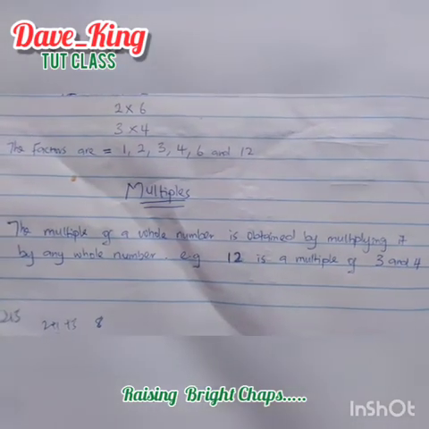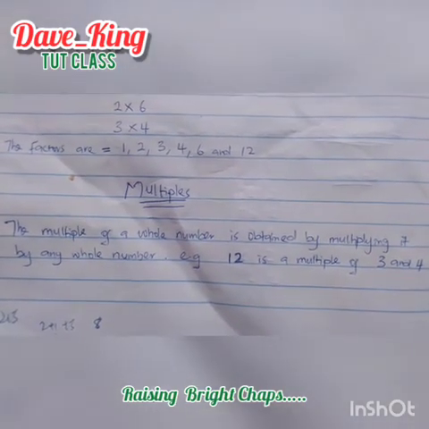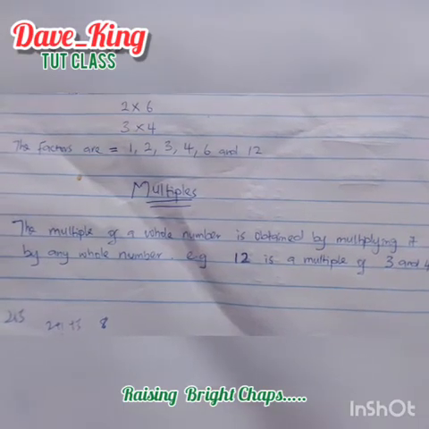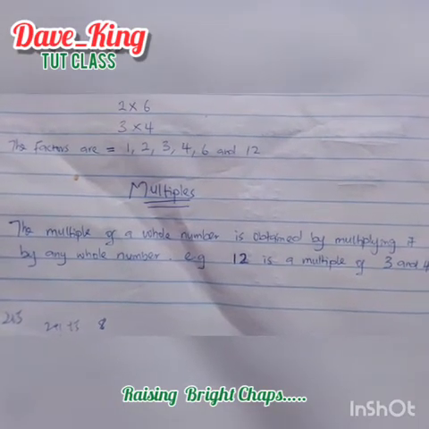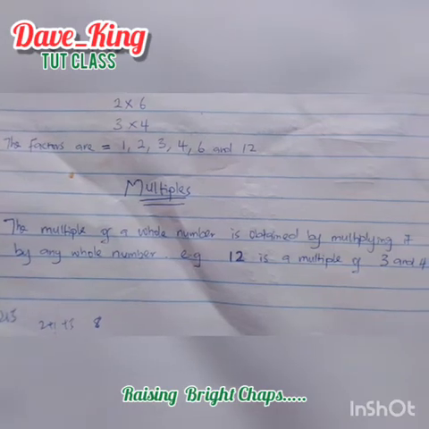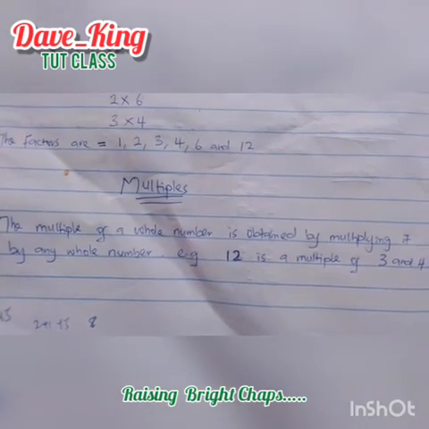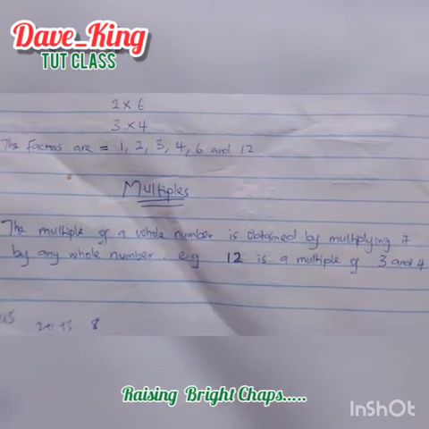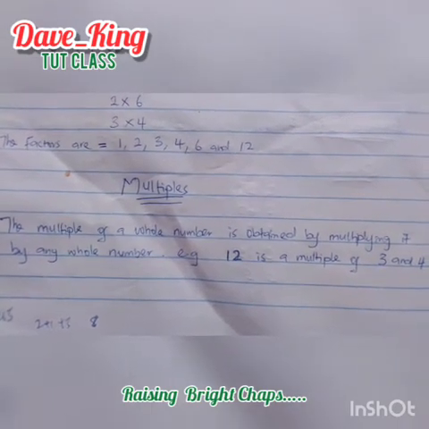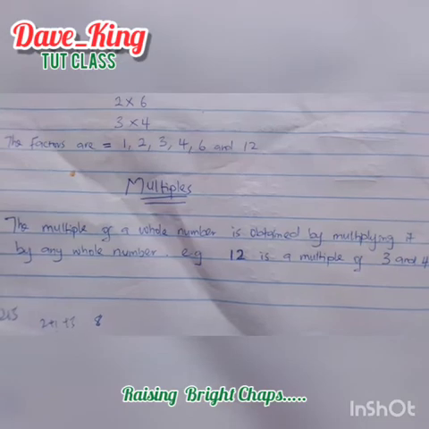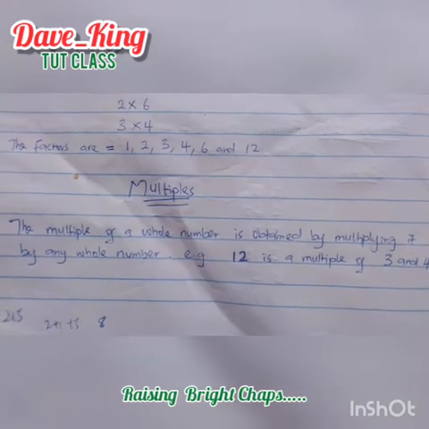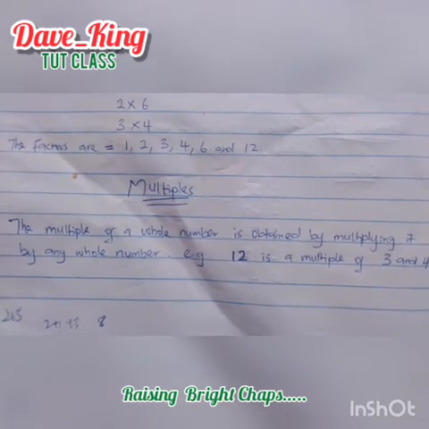Now, for multiples, the multiple of a whole number is obtained by multiplying it by any whole number. Example, 12, which we just looked at now. 12 is a multiple of 3 and 4. Why? Because 3 times 4 gives us 12. Another multiple there is 2 times 6. Okay, so that's what we term multiple.